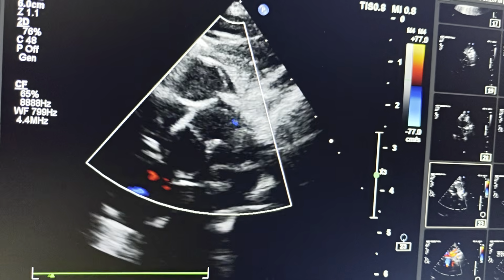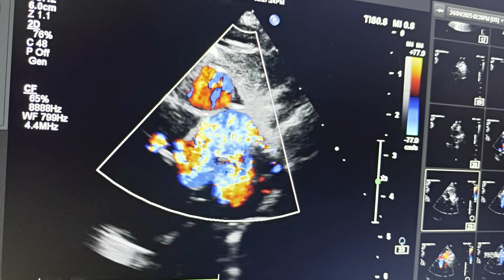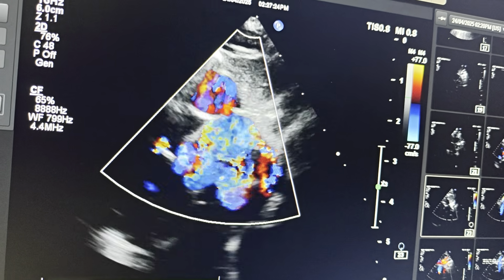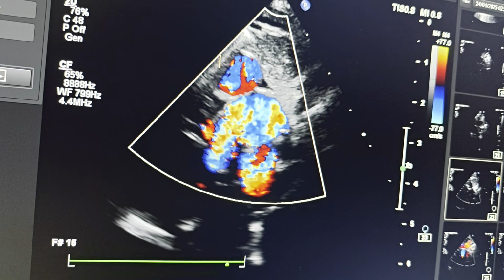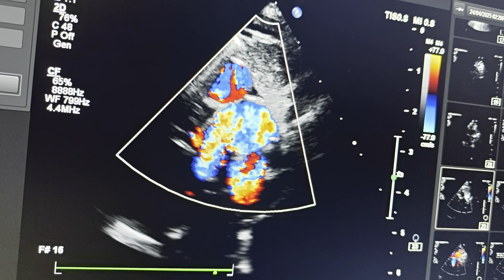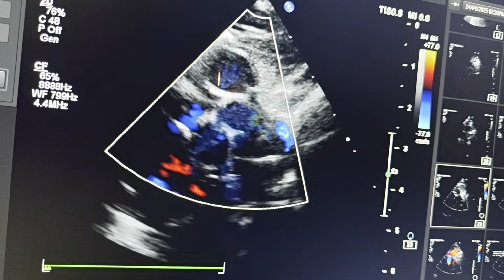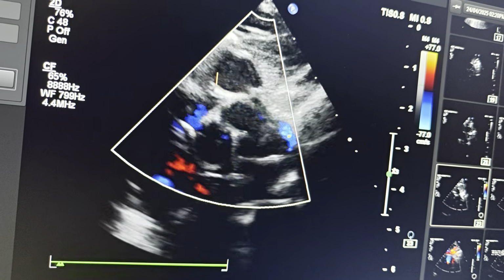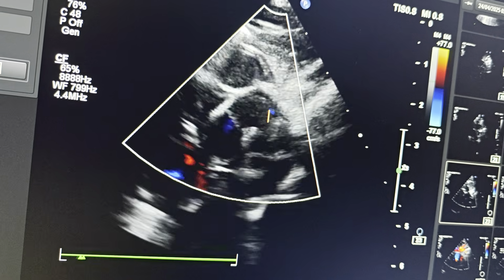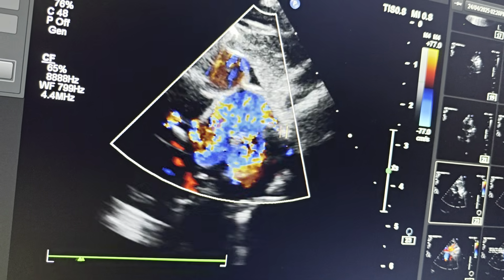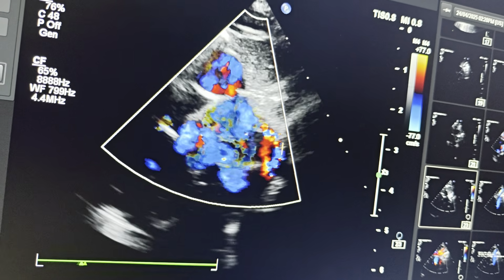This is a very interesting case of truncus arteriosus with interrupted aortic arch. In this suprasternal image, this is the aortic portion, and this is the pulmonary portion. In the suprasternal view, the most superior portion is the aortic portion, and the inferior portion is the pulmonary portion. And this is the PDA, giving supply to the descending aorta.